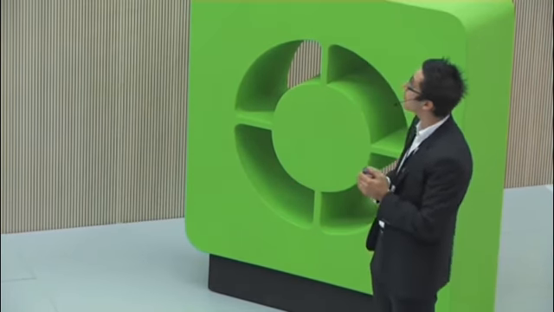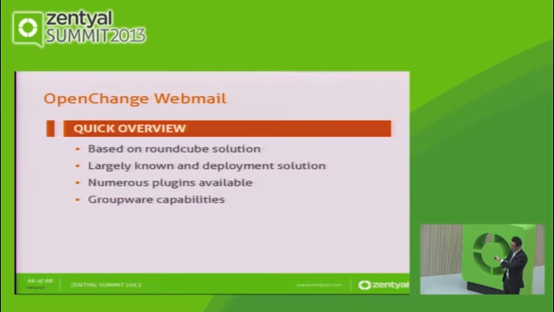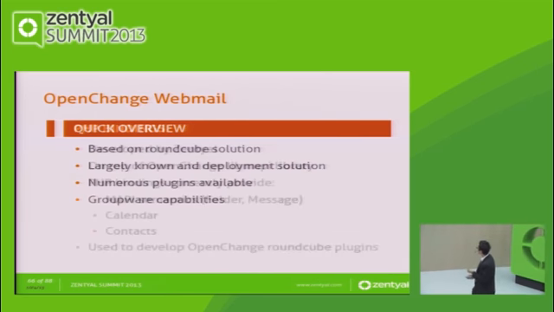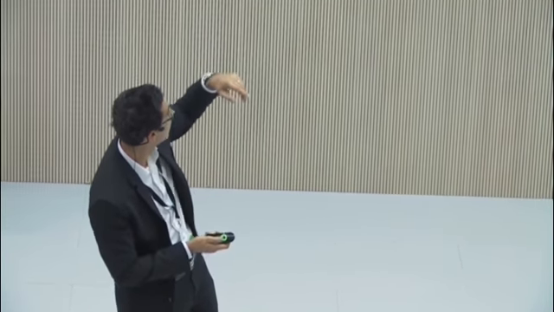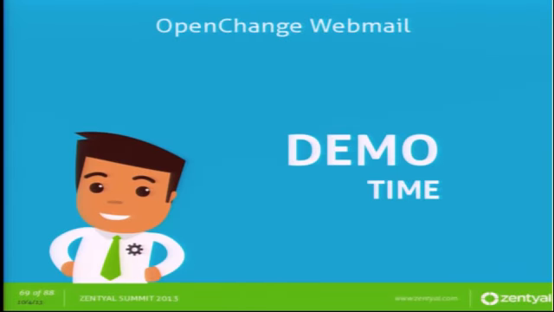Okay, so the openchange webmail. This is where we are starting with a demo. I have until 2:30, so I have 20 minutes of demo, which would be great. Quick overview, we already covered that yesterday, so I'll go very quickly. Based on RoundCube, a largely deployed solution, numerous plugins available, and we have groupware capabilities. We have the PHP binding developed by Zentyal on top of the libmapi library, that gives us calendaring and the contacts through MAPI, and the other way through groupware. But let's go for the demo.